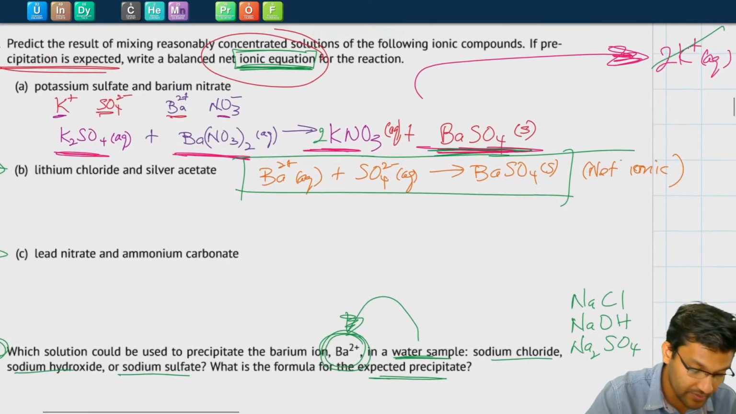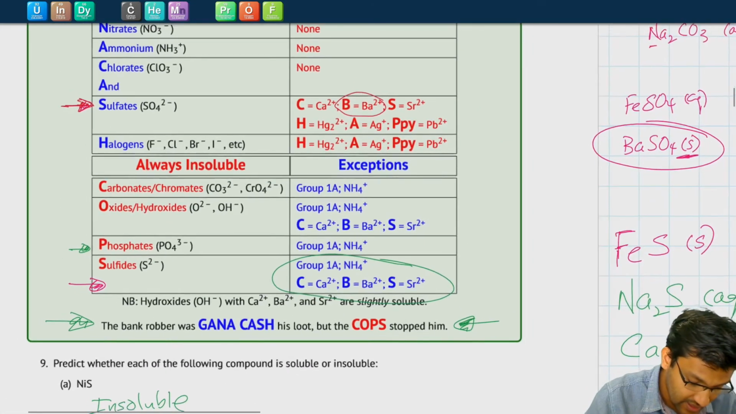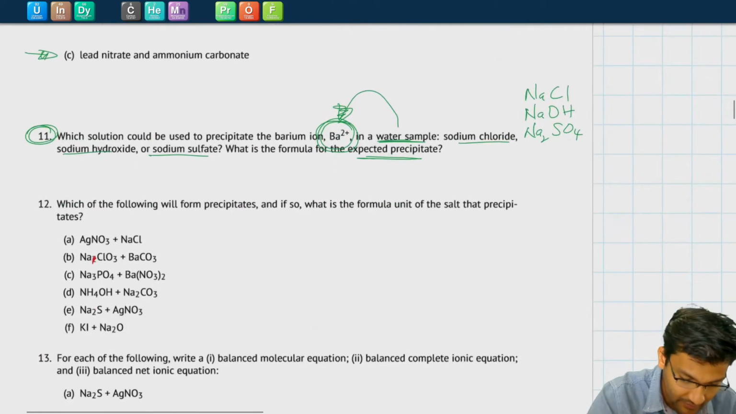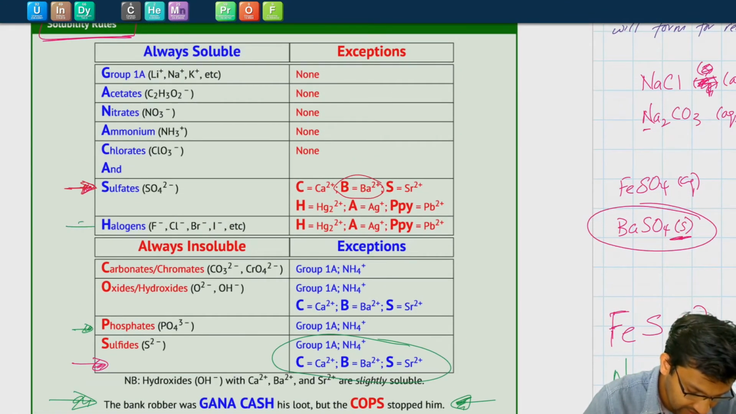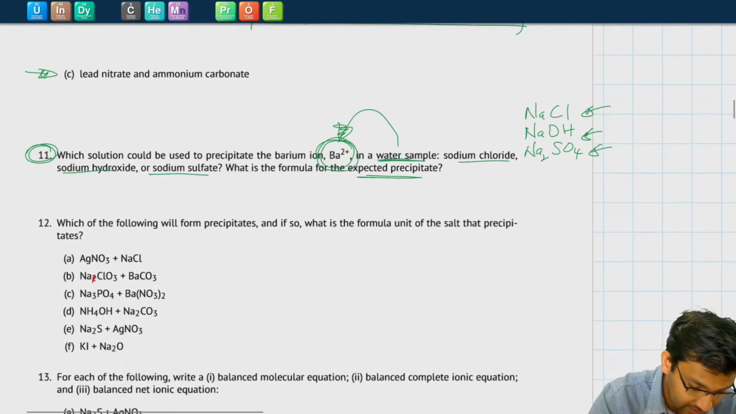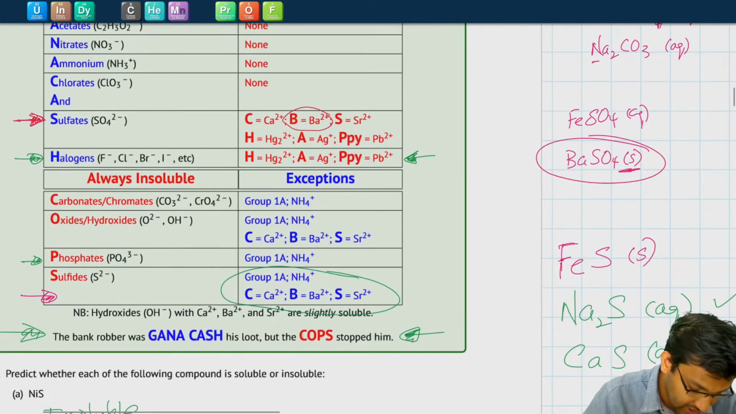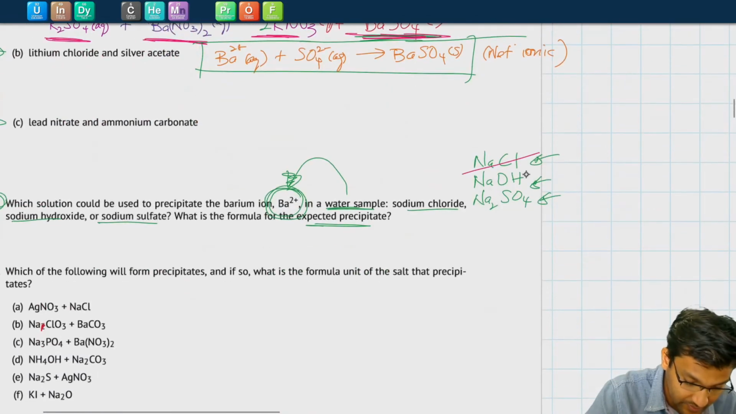So let's figure out what barium we're going to be soluble with. So here we are. We have a chloride, a hydroxide, and a sulfate. So let's look at those. Chlorides are part of the halogen group, and they're always soluble, but barium is not one of the exceptions. So if we add chloride to the barium, it will not form a precipitate, so we can't use chlorides. Let's look at hydroxide. Okay. Hydroxides are always insoluble, but barium is an exception, which means if we add it to the barium, it will not form a precipitate, so it can't be hydroxide.